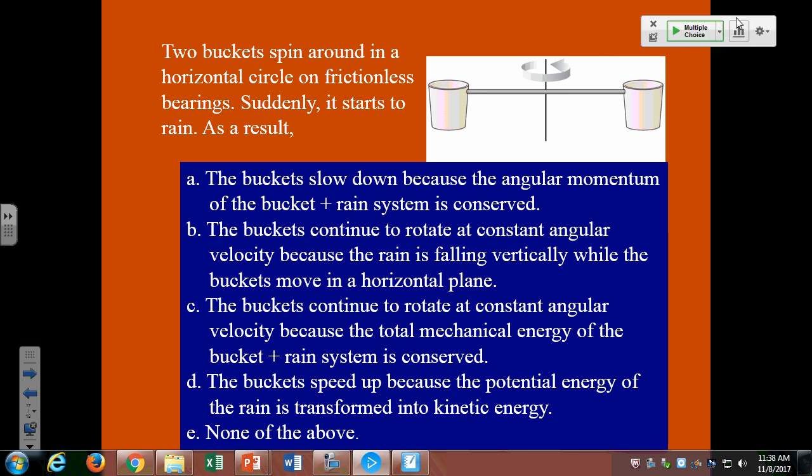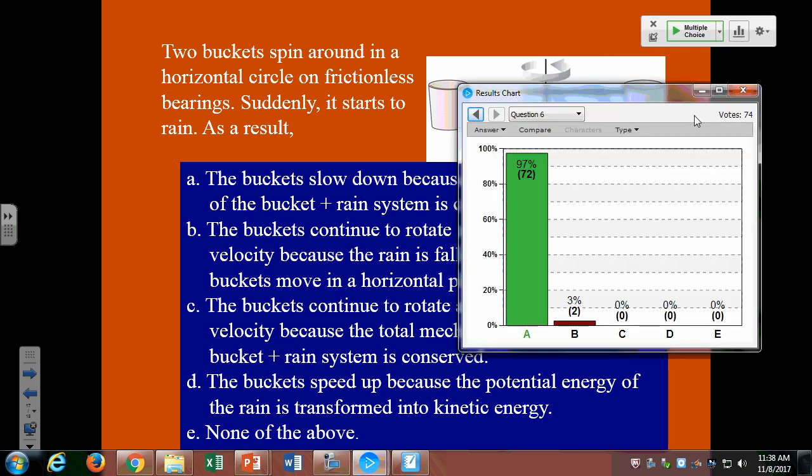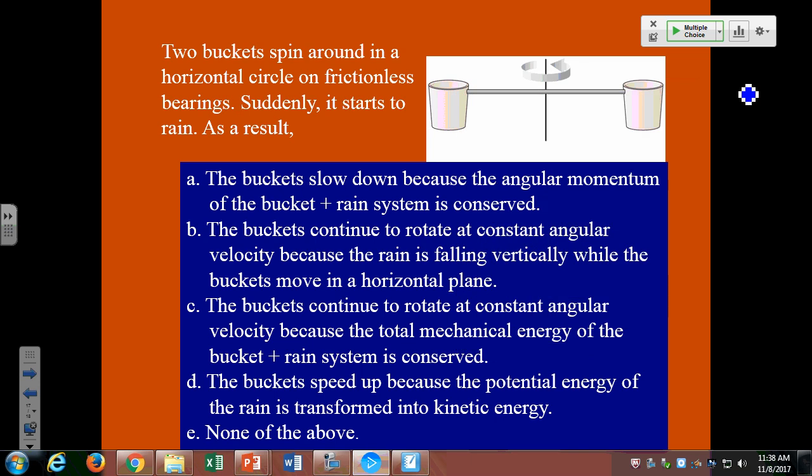Okay, good. So, as you drop water into the buckets, the mass increases. That increases I, so omega has to go down.